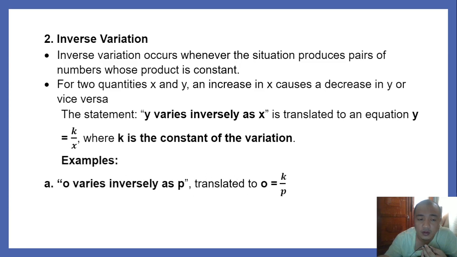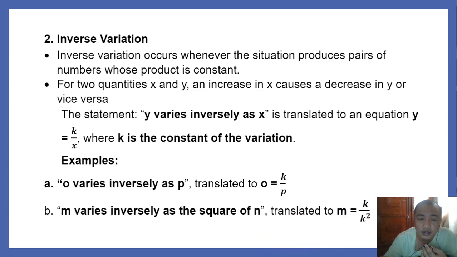Examples: O varies inversely as p, so that can be translated as O equals k over p. To solve for k, we just multiply O and p. M varies inversely as the square of n, so it's translated as m is equal to k over n squared.